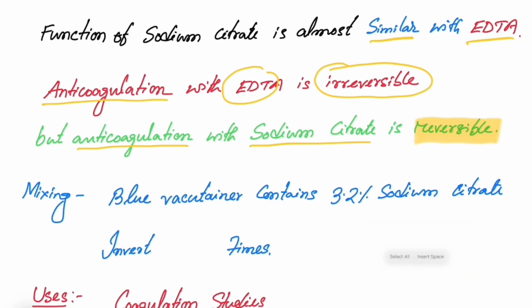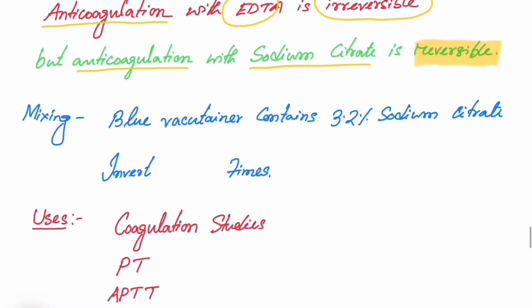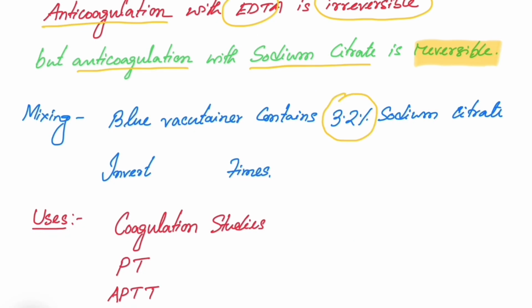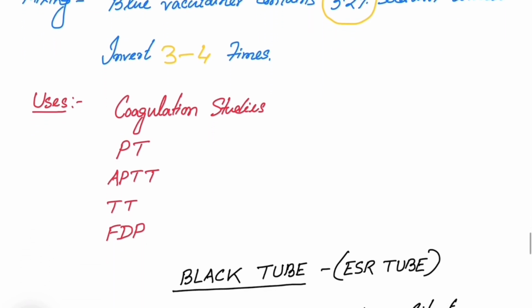How to mix the tube. Let's talk about the mixing. Blue Vacutainer contains 3.2% sodium citrate. From this, we can say that you invert it 3 to 4 times. 3.2% sodium citrate, 3 to 4 times inversion. So it will be easy for you to remember.